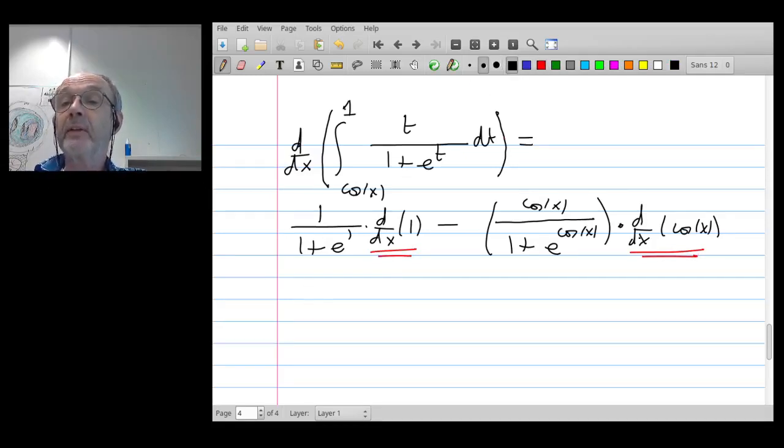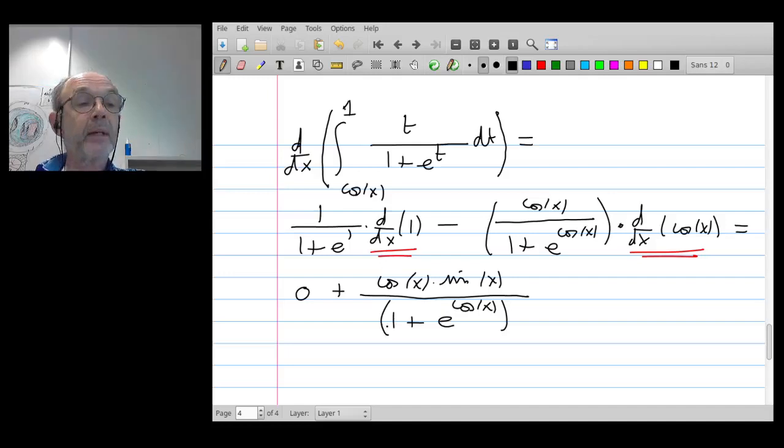And so what do we get here out of it? We get out of it 0, and the derivative of the cosine is the minus sine, so you have plus cosine x times the sine of x divided by 1 plus the exponential power of the cosine. And here you have your derivative. And be careful, the derivative of the cosine is the minus sine of x.